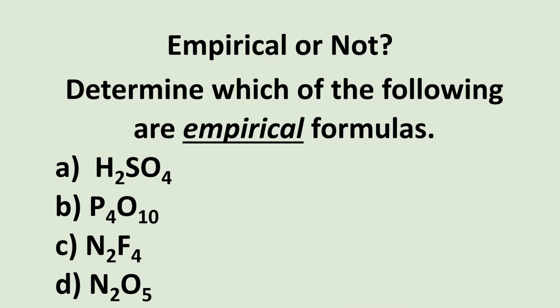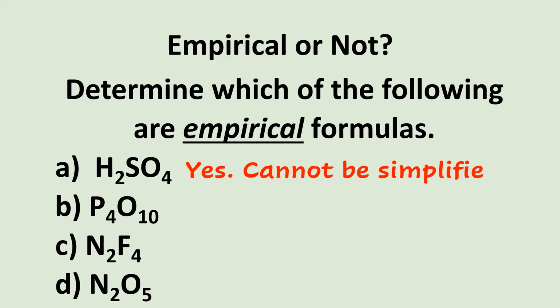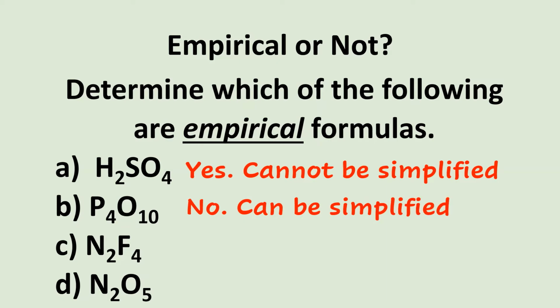If we look at H2SO4, that is an empirical formula because we can't simplify it any farther because the sulfur doesn't have a subscript shown, so it's understood to be 1, and we can't simplify lower than 1 and still have whole numbers. If we look at example B, that is not an empirical formula because they're all even subscripts, so we can divide them all by 2, and that would give us the formula of P2O5.